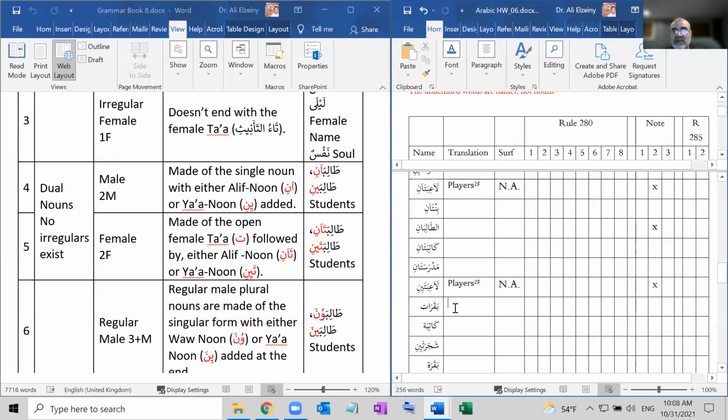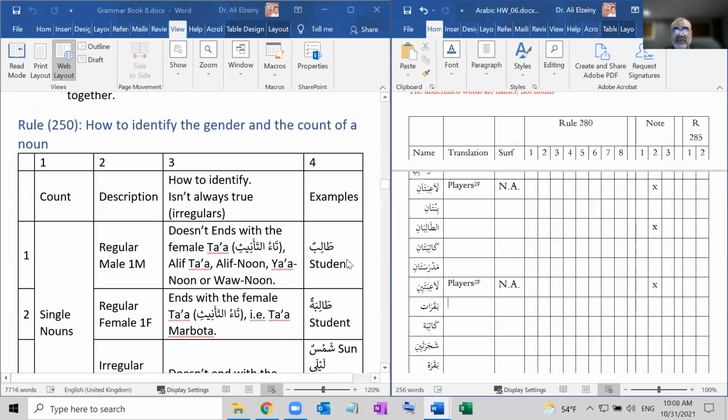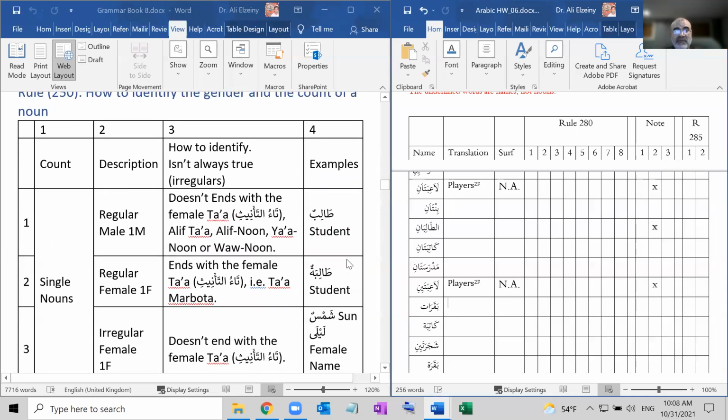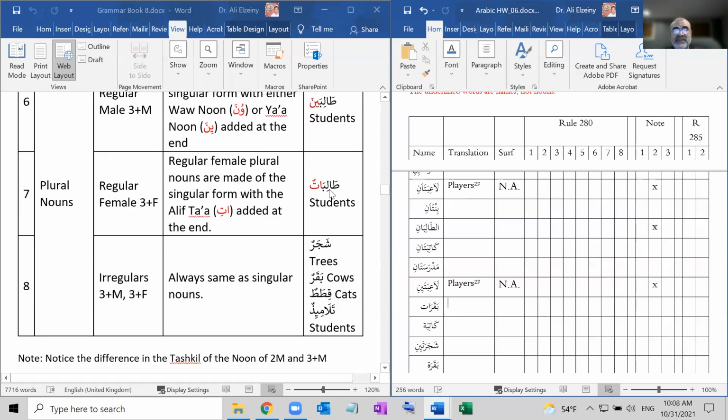Baqarat. I want to find out what the Baqarat gender and count is for the purpose of translation. So I go here to table number 250, which is rule 250, and I find out that Baqarat ends with alif ta. Therefore, it's regular female plural, which is row number 7.